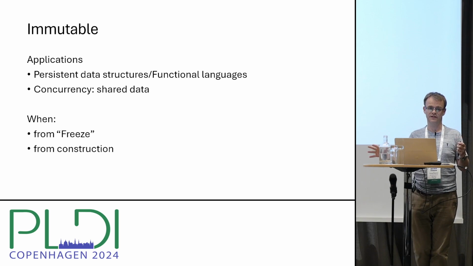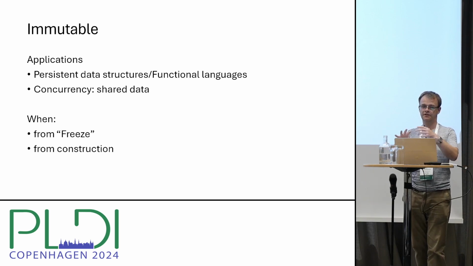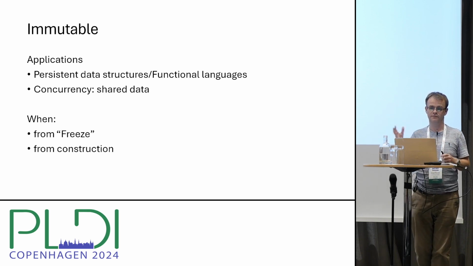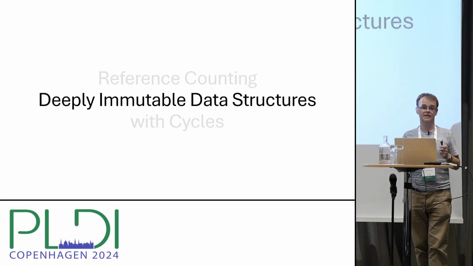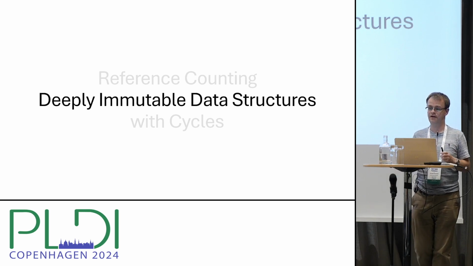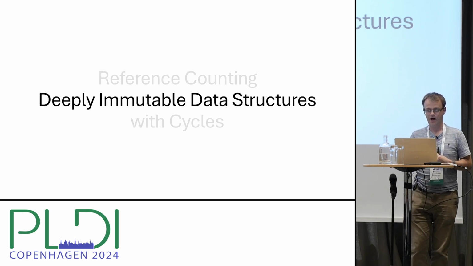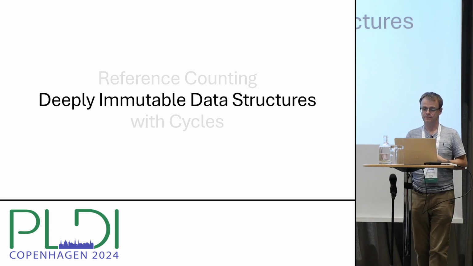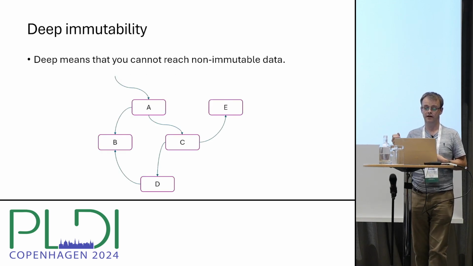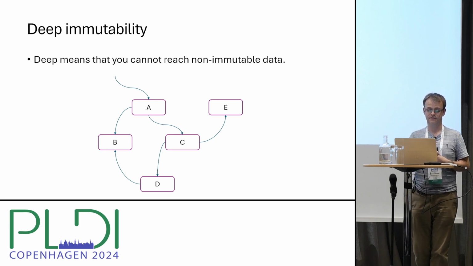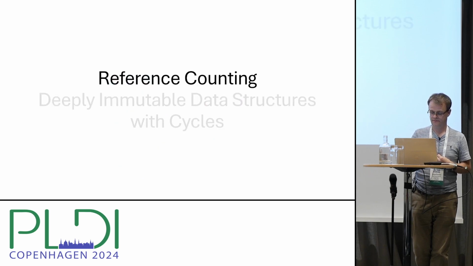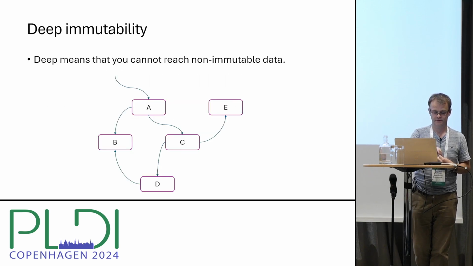Some languages have something like freeze, where this object graph will no longer change at all. That can be at the level of an individual object, or it can be deeply immutable data structures. That means that everything you can reach is immutable. So you could have some object graph, and this object graph has some objects in it. If A is deeply immutable, then everything it can reach is going to be immutable.